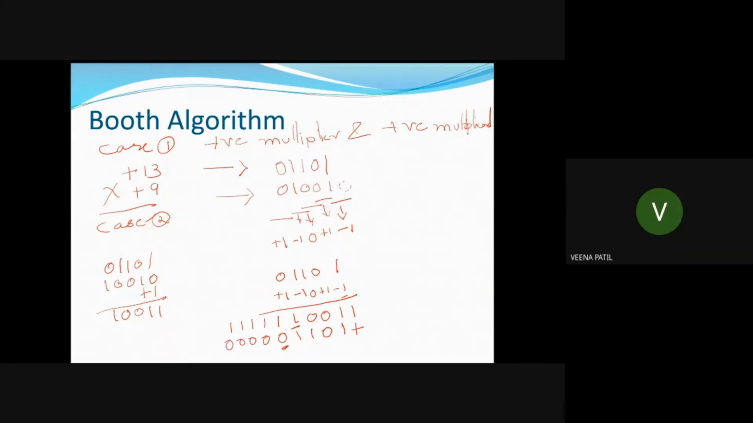Right. Then the next bit is 0. When it is 0, I don't have to do anything. I have to just simply perform shifting. So even if I don't write it also, that doesn't matter. Then we have minus 1. Minus 1, I have to write a 2's complement, right? So the 2's complement of the multiplicand, I'm going to write it, extend.